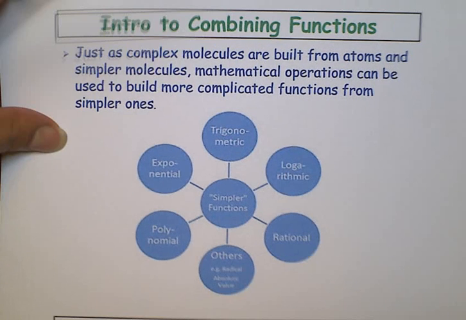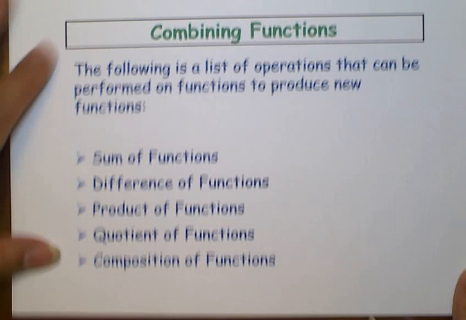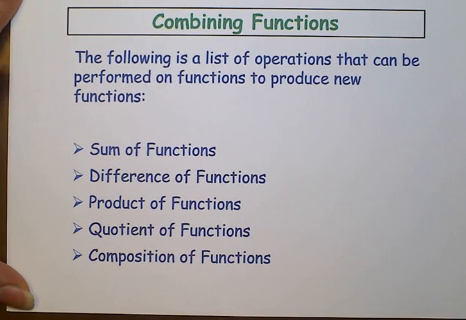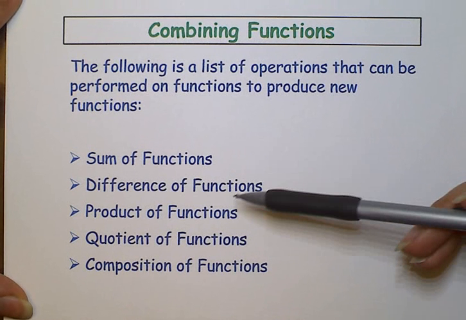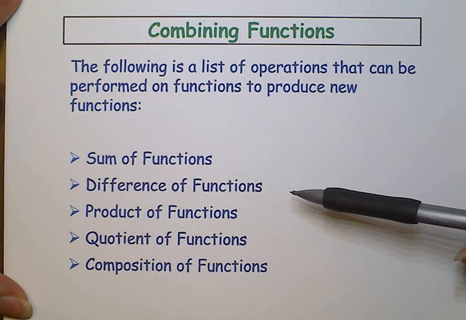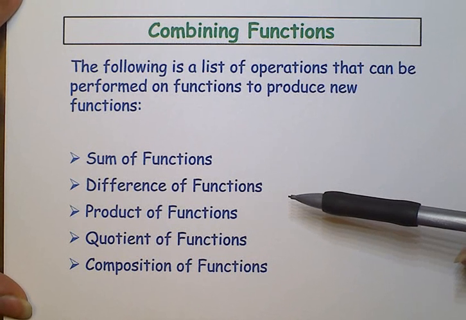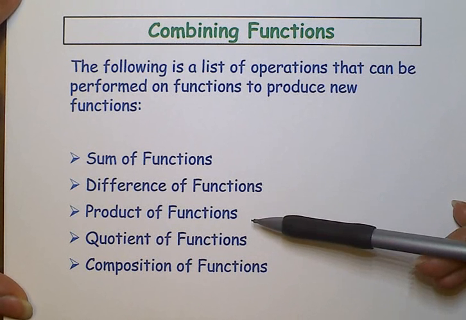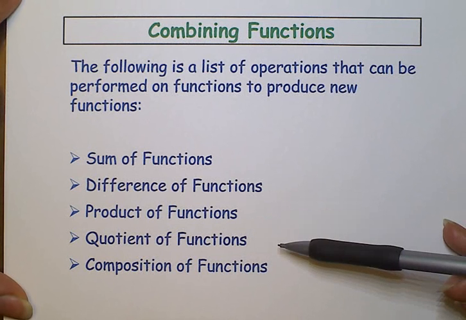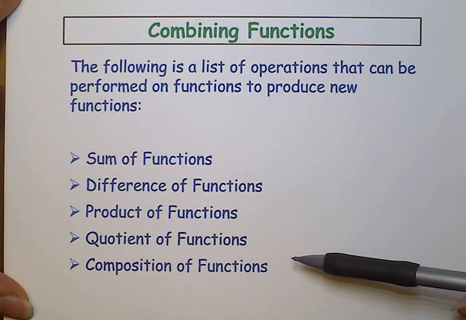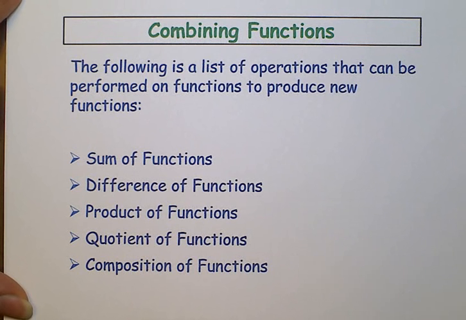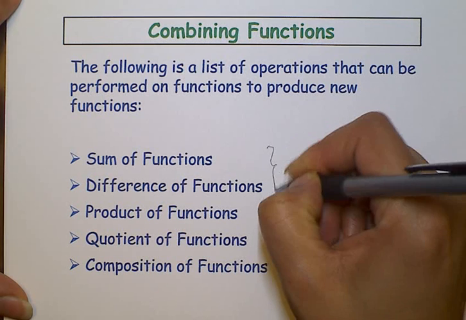Okay? So the following is a list of operations that can be performed on functions to produce new functions. Sum, so adding functions together; difference, which looks at subtracting functions; product, which means you are multiplying functions; quotient, which indicates you are dividing functions; and composition of functions. This one's a little bit different. You're looking at a function within a function, so we'll look at this one in a little bit of detail in a couple of lessons. Okay? But today our focus is just on the sum and difference of functions.